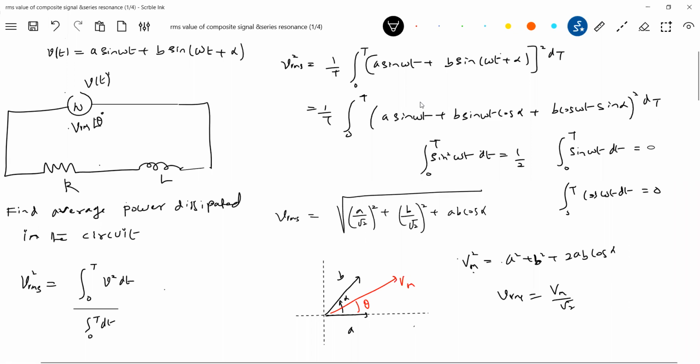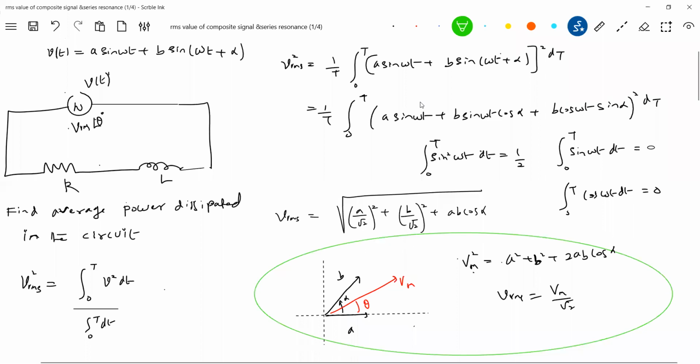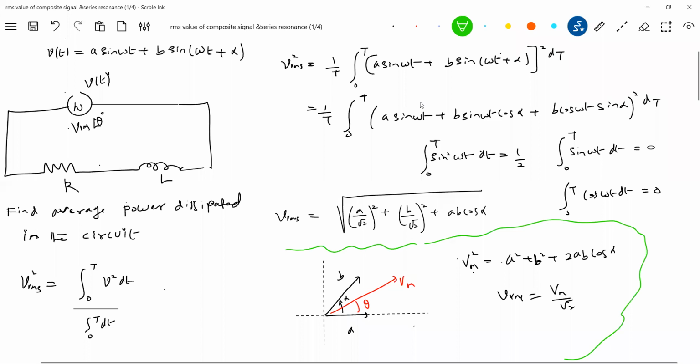Is it justified? I think this approach, I prefer this one, because this has less work. The first one, the integration one, was very lengthy. So what is the basic idea of this? Treat the individual components as vectors. A sine omega t: magnitude is A, zero phase. B: magnitude is B, and phase angle is alpha. So two phasors are there, and the angle between the phasors is alpha. Calculate the resultant magnitude, that is Vm. Then you'll get VRMS. If you solve it, I think you'll get the same answer.